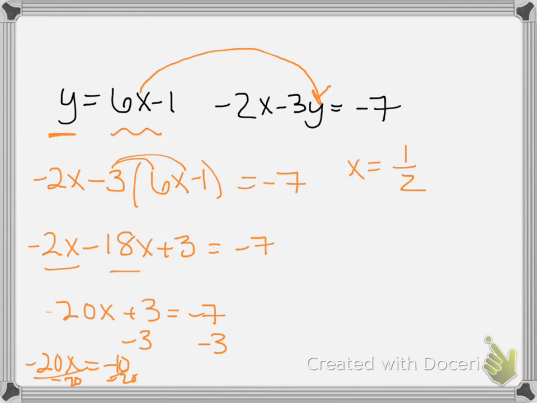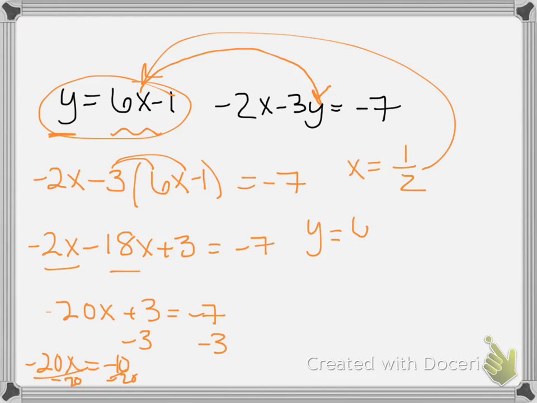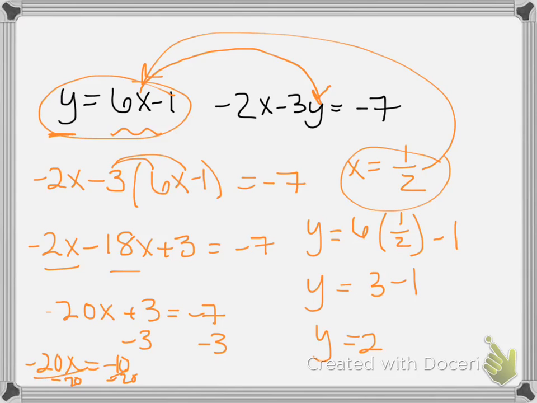Okay, so I have x, but now I need to find y. So I'm going to look at the equation that looks like it's already y by itself, so all I have to do is plug that x in wherever I see it. So I'm going to get y equals 6 times whatever my x is, minus 1. 6 times 1/2 is 3. 3 minus 1 is 2. So my answer is 1/2, 2.